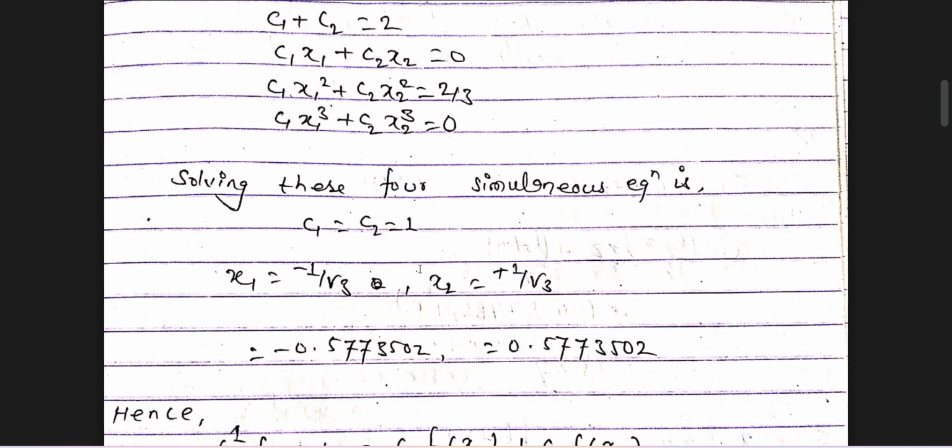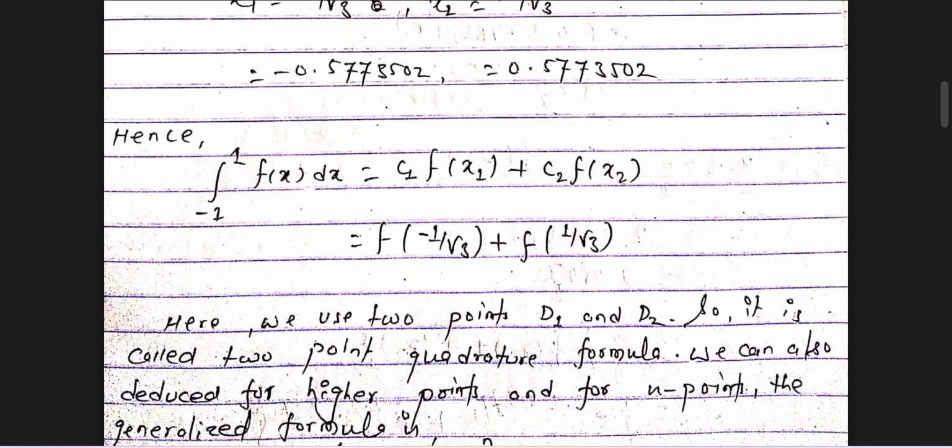C1 is equal to C2 is equal to 1, x1 is equal to minus 1 by root 3, and x2 is equal to 1 by root 3, that is minus 0.57735 and plus 0.57735. Hence the integral from minus 1 to 1 of f(x) dx is equal to f(minus 1 by root 3) plus f(1 by root 3). Here we use the 2 points x1 and x2, so it is called the 2 point quadrature formula.